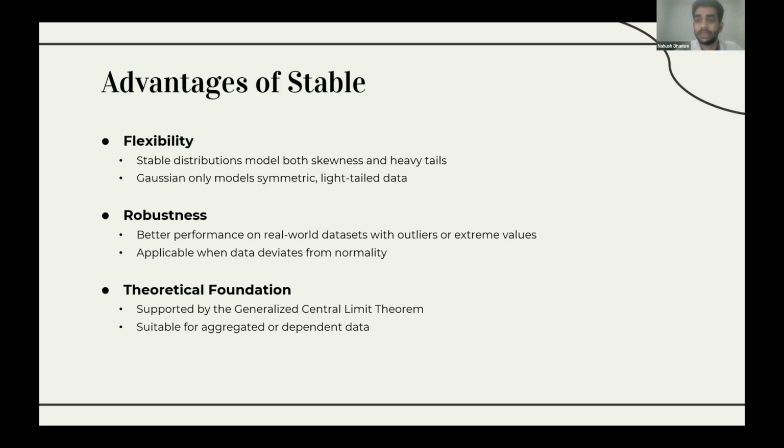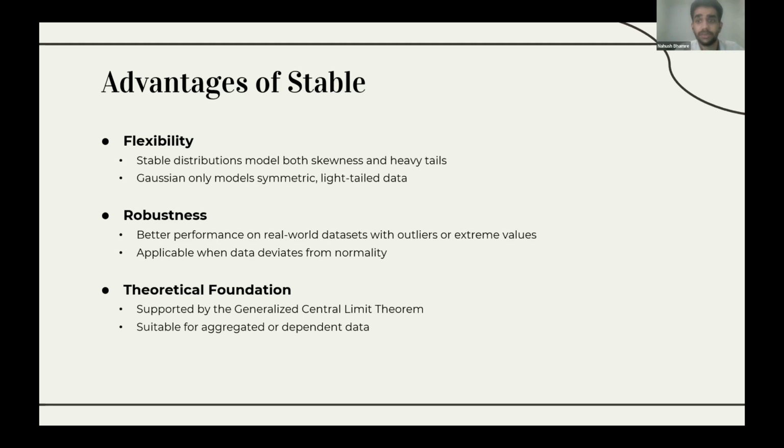In terms of robustness, stable distributions are more resilient to outliers and extreme observations. This makes them better suited for real-world applications where data is often messy or contaminated by rare but impactful values. In such cases, models built on the Gaussian assumption may fail to generalize, whereas stable-based models can maintain performance.